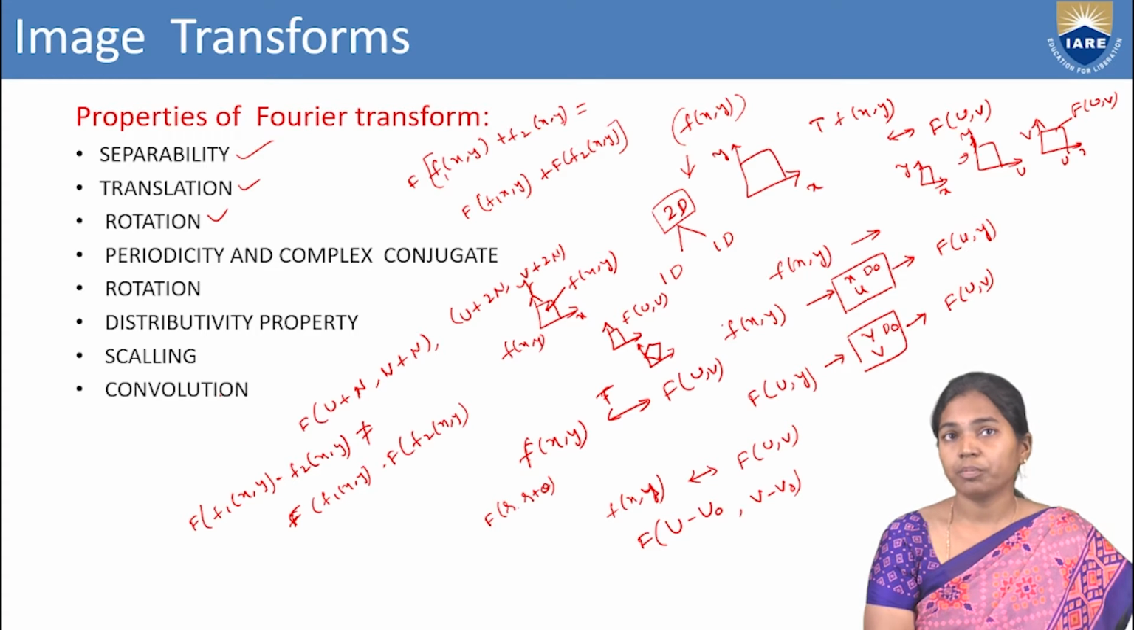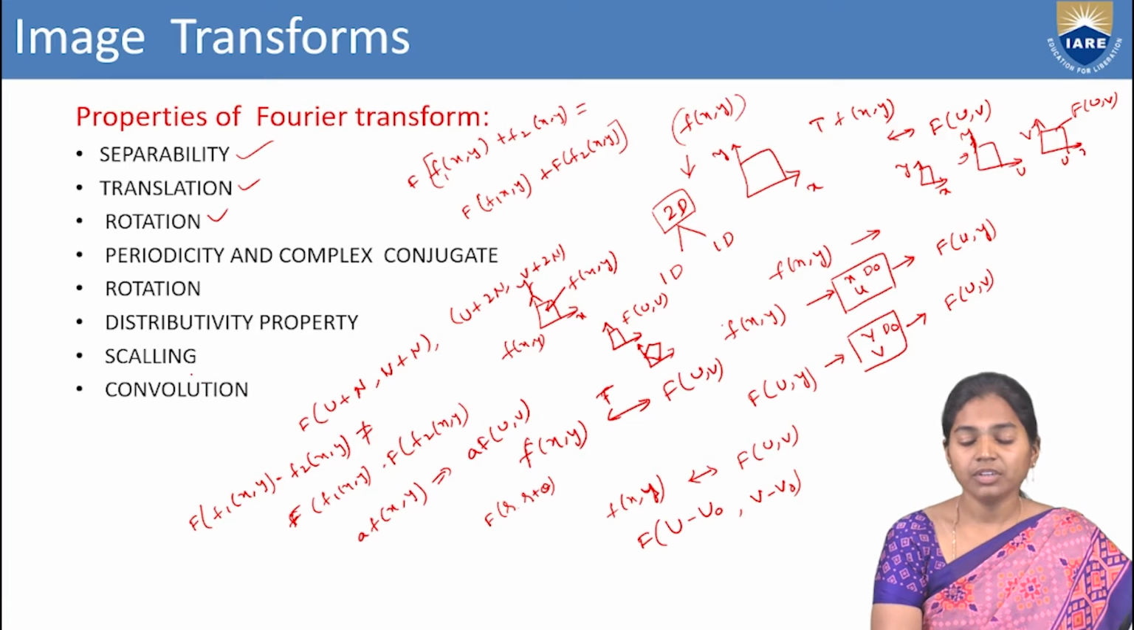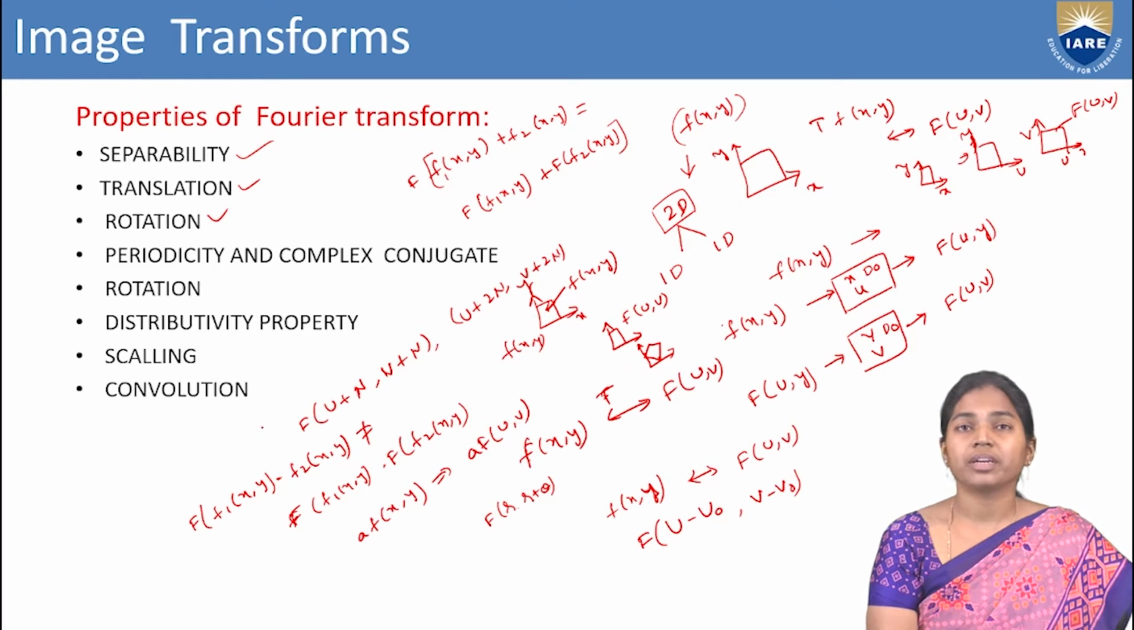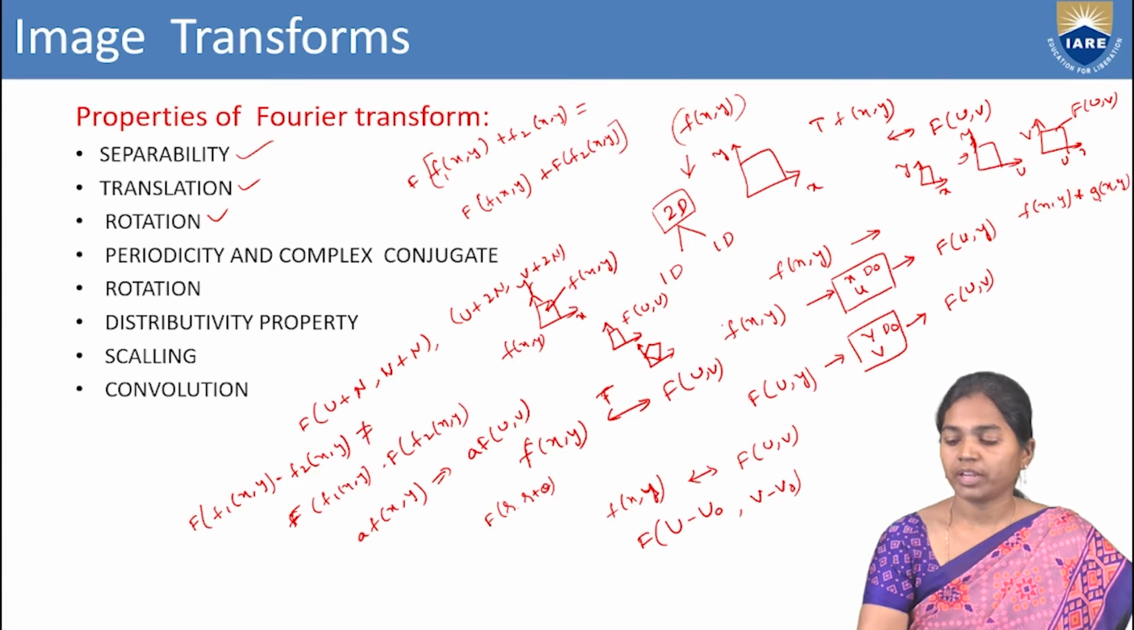In the scaling property, we represent a times f of x comma y as equal to a times F of u comma v. Next is the convolution property. In this convolution property, f of x comma y convolved with g of x comma y gives F of u comma v multiplied by capital G of u comma v.